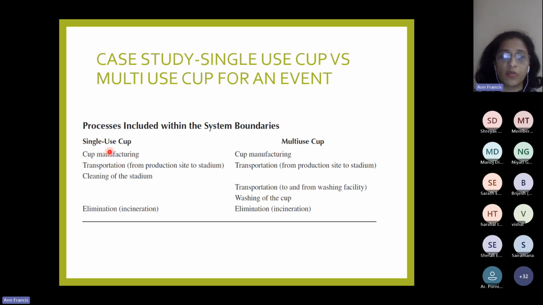So when you are considering the impacts for this single-use cup, you're considering cup manufacturing, the transportation of the cup from the production site to the stadium, and finally cleaning of the stadium, and then eliminating it through incineration. For the multi-use cup, which is made of polycarbonate material, you are again manufacturing some cups.